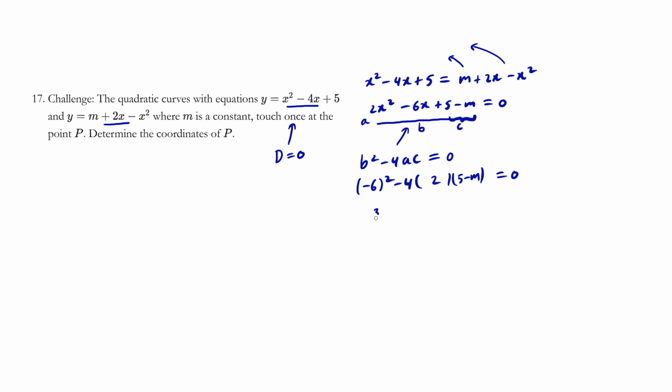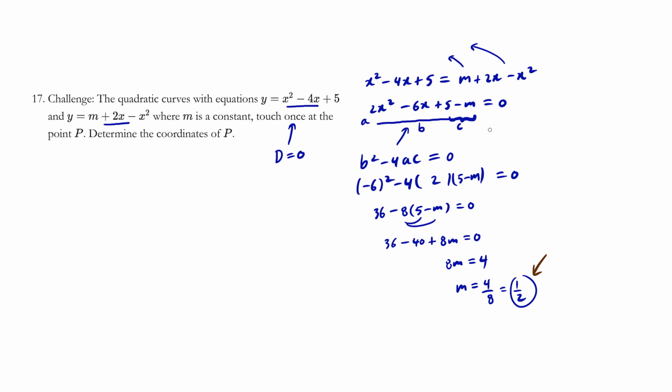So what we have is 36, negative 4 times 2 is minus 8. Keep the brackets. We're going to use distribution. 36 minus 8 times 5 is 40. Negative times negative is a positive, 8m equals 0. So 8m equals 36 minus 40, which is negative 4. When you throw it over, it becomes a positive 4. So we divide both sides by 8. We get 4 over 8, which is 1/2. So we found m.